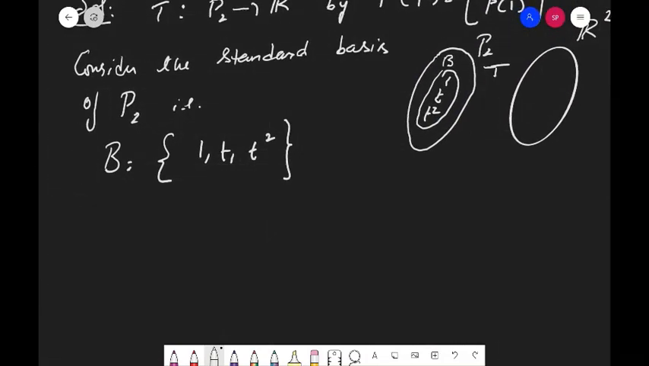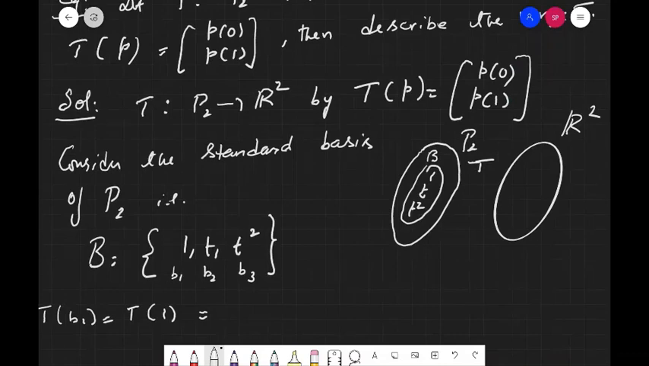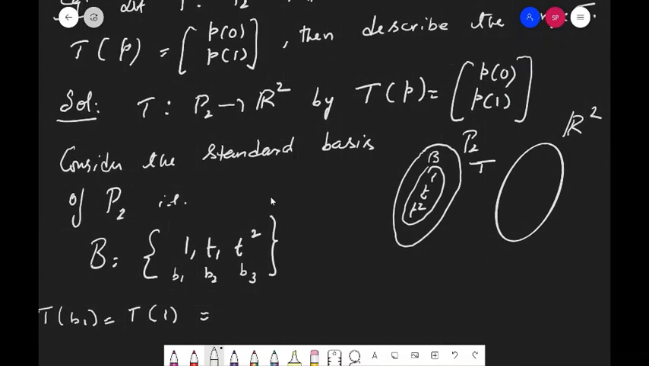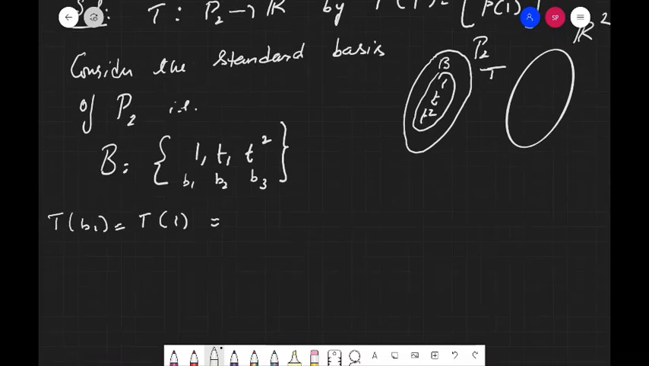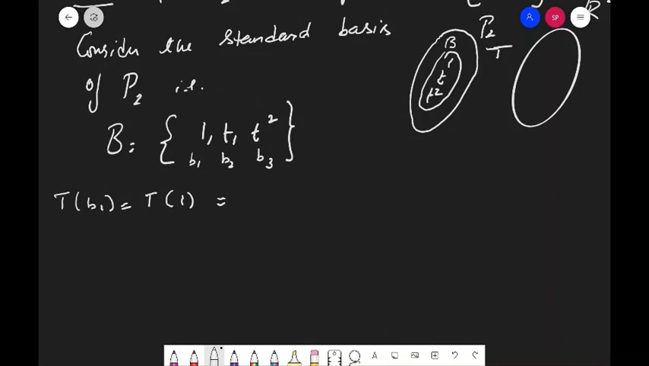So this is B1, B2, B3. Then what is T of B1? That is T of 1. So what is T of 1? How is the transformation given? T of p is nothing but (p of 0, p of 1). So for the polynomial T of 1, I will write it as a polynomial 1 in P2. This is a second degree polynomial.